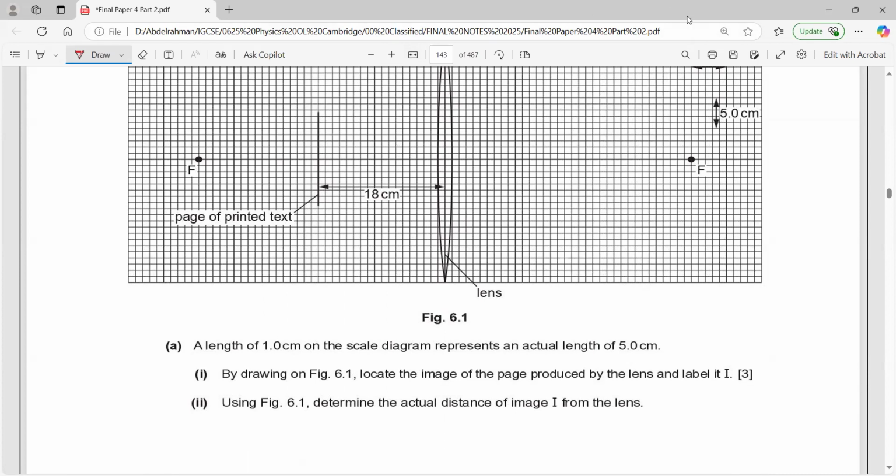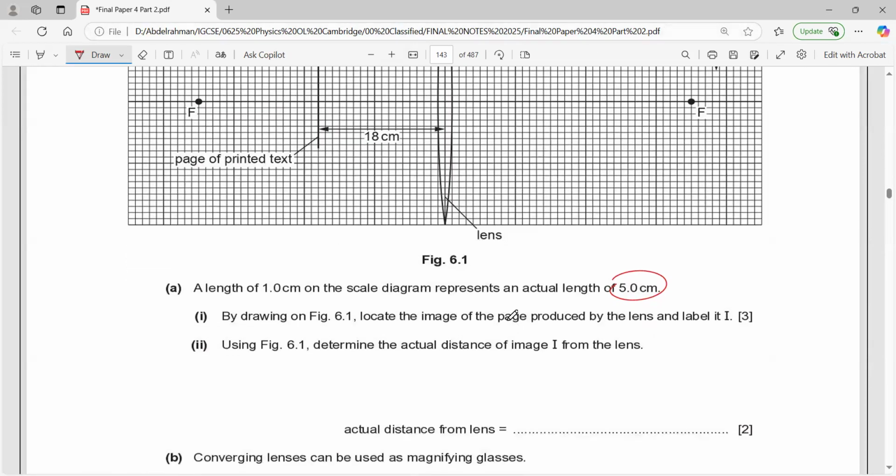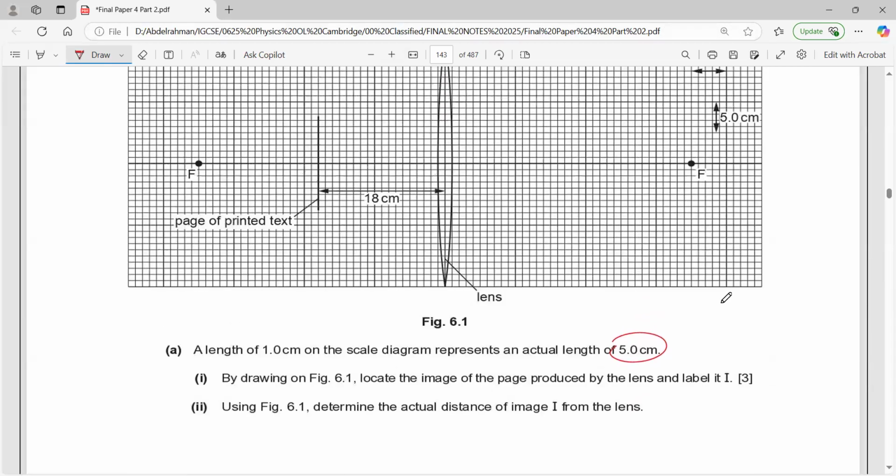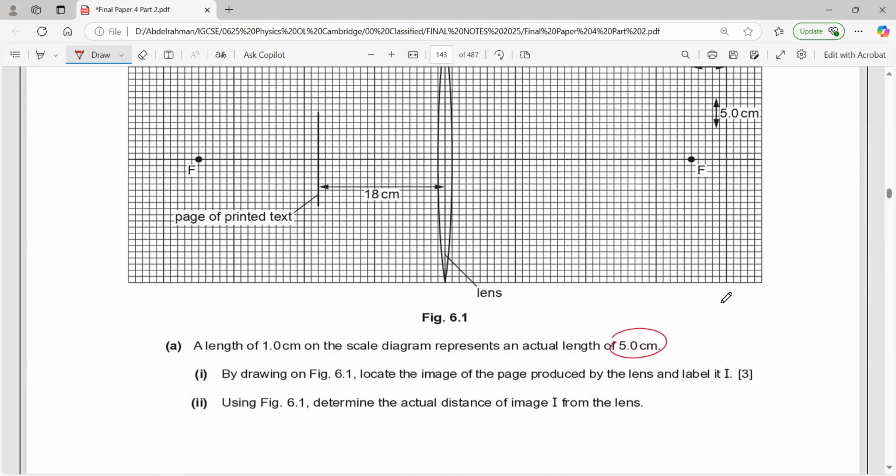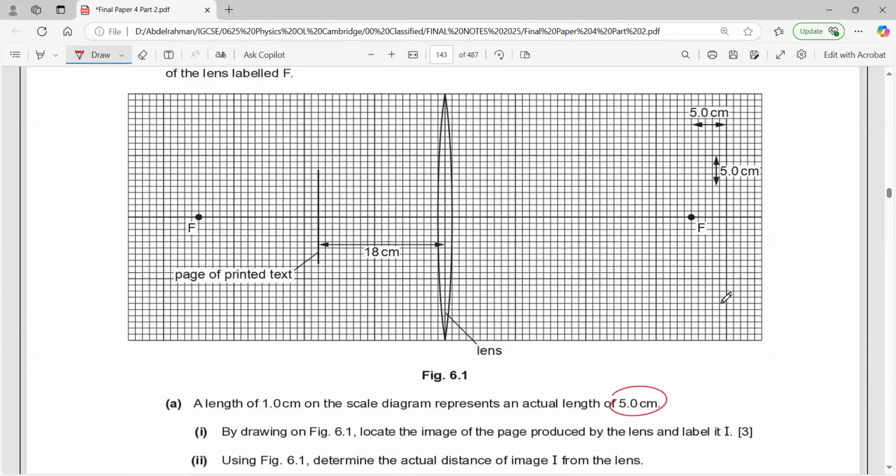1 centimeter is these 5 squares. These 5 small squares represent 5 centimeters in real life. By drawing on figure 6.1, locate the image produced by the lens and label it I. I need to find the image of this page. Where this page is this bold line, and we need to find the image.